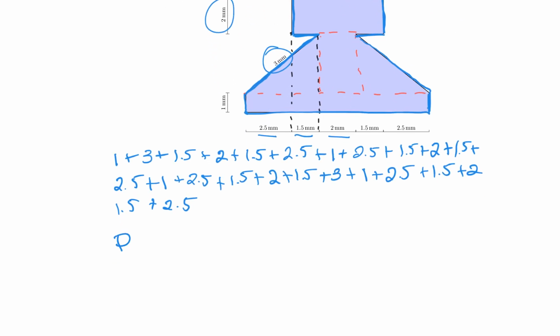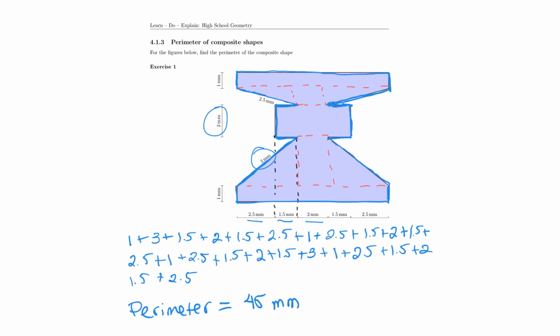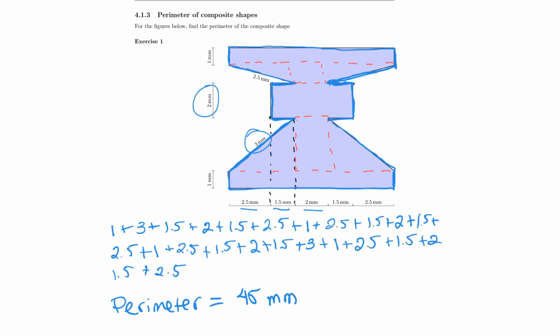So let's put everything in the calculator, or let's add it up manually, and we end up with 45. And what's the unit? Millimeters. So the perimeter of this entire composite shape is 45 millimeters. That will be the sum of each side of the entire shape.